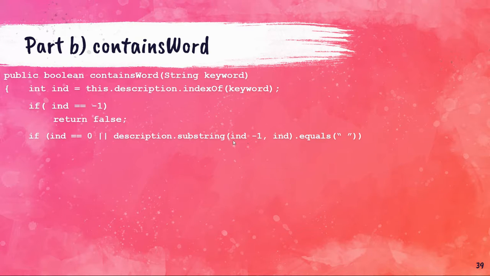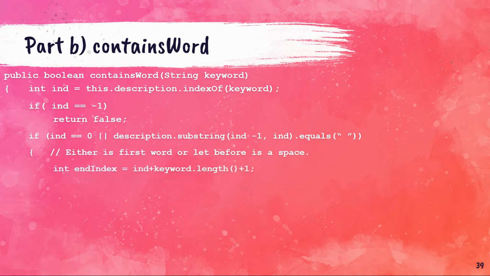So I'm going to get a substring IND -1 to IND. That's one single character. It's the character that comes before IND. And if that equals a space, then the front halves of both of these two conditions, either that it's the first word or that the letter prior to IND is a space, the front half is done. All right. So now I'm going to do the back end.